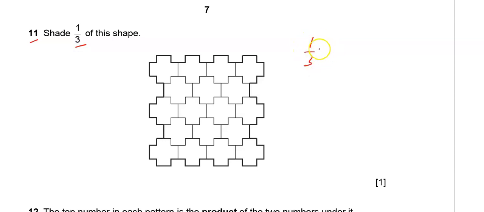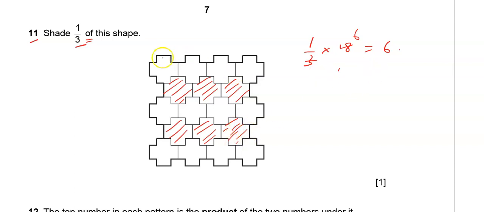A third of means we divide. So a third of 18, we divide by 3, that gives 6. So let's count, shade 6. Let's shade this. And that's a third of the shape.